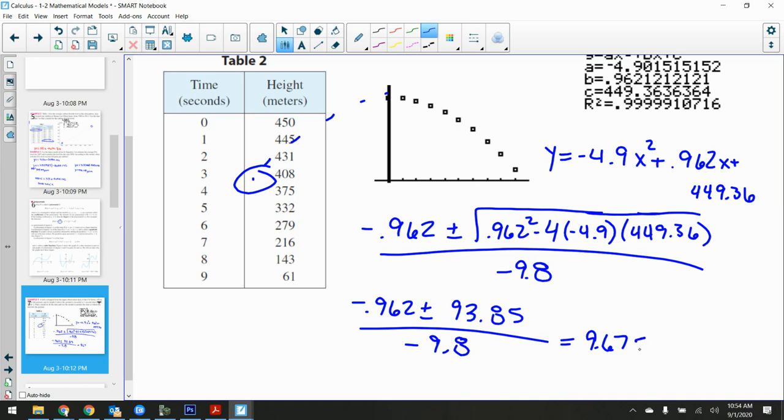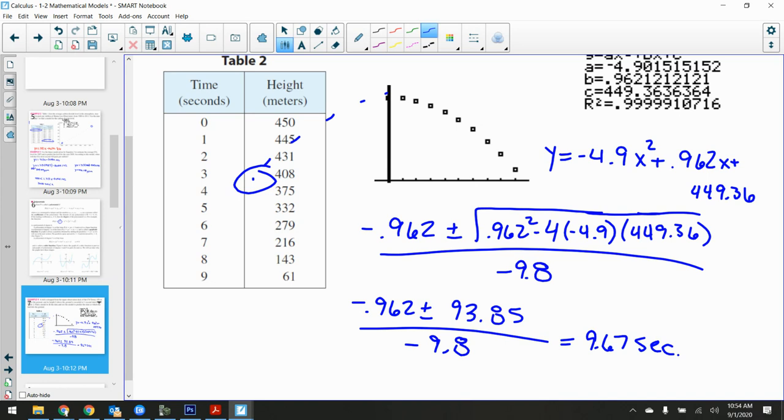Time, seconds. That's how long it's going to take to hit the ground, in our best estimation, based on this model, right? Based on this model. Okay. That was fun. Questions about that?